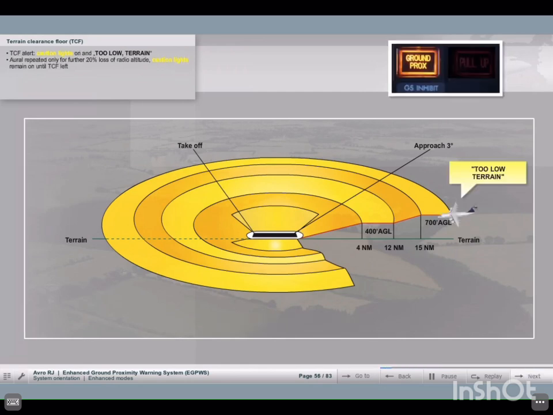TCF alerts result in illumination of the EGPWS caution lights and the oral message, "Too low, terrain." The audio message is provided once when initial envelope penetration occurs and again only for additional 20% decrease in radio altitude. The EGPWS caution lights will remain on until the TCF envelope is exited.